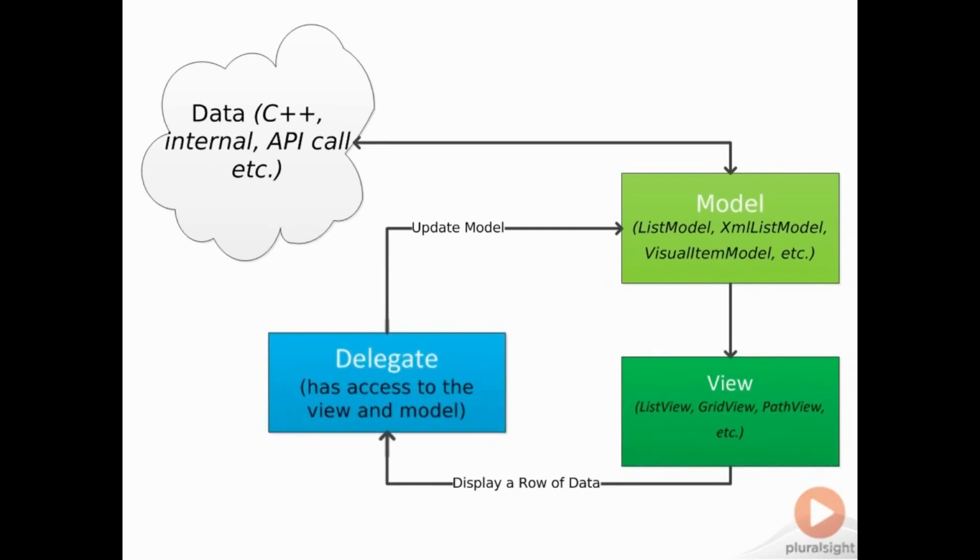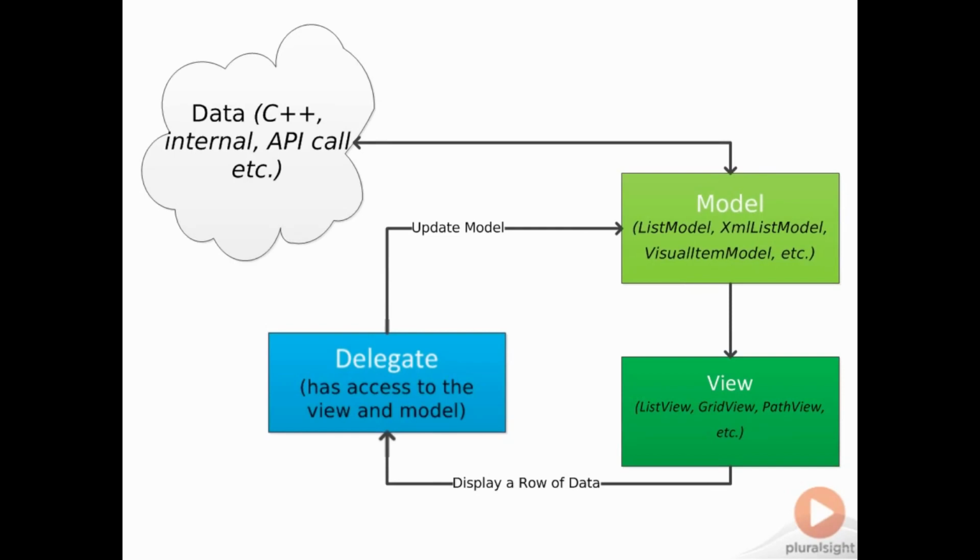Views support the concept of a delegate. A delegate is nothing more than a chunk of QML that describes how you want each row of your data to be displayed. A delegate does have some special context, though. It has access to both the view and the model, and it has access to not just the model properties, but also any signals and methods in the model.